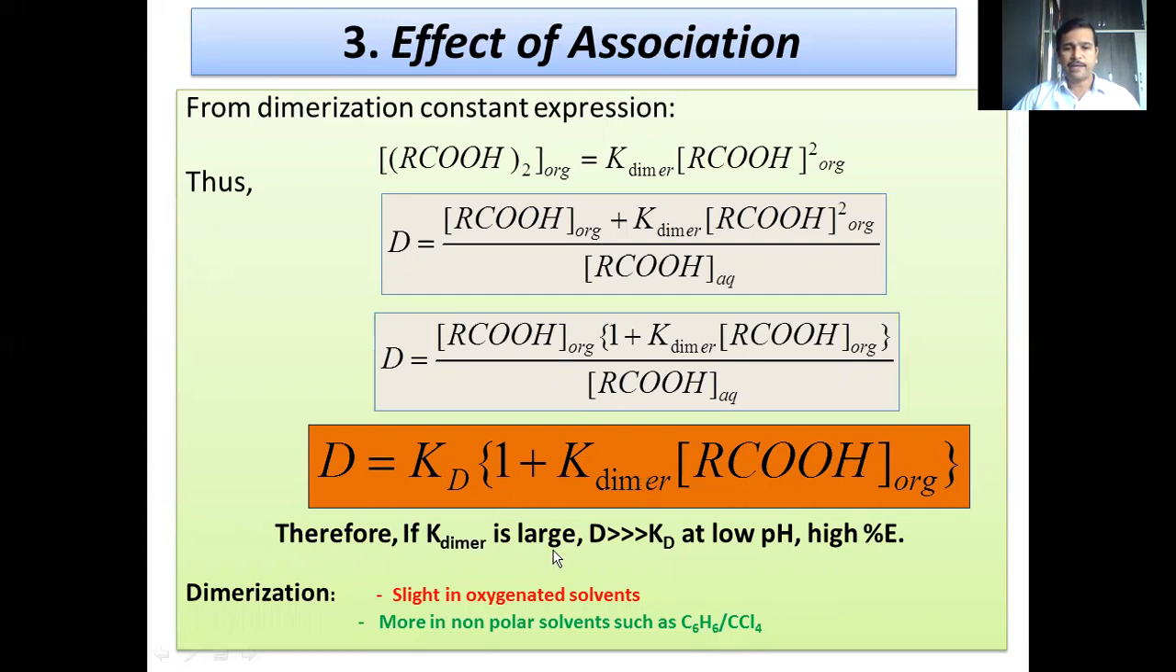If the value of K dimer is large, it means the ability of the carboxylic acid to undergo dimerization is more. Dimerization will become spontaneous, and the dimerization constant will become more. As a result of the larger dimerization constant, the value of D will be greater than KD. So as K dimer increases, the D value will also increase. Therefore, the extraction efficiency will be very high.